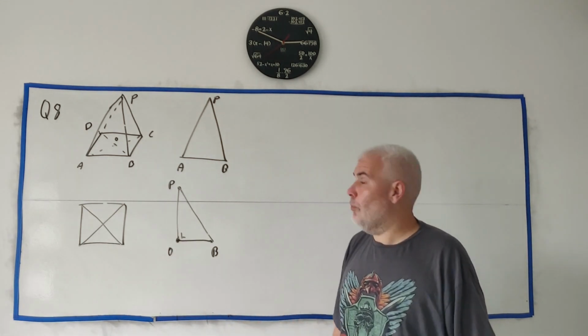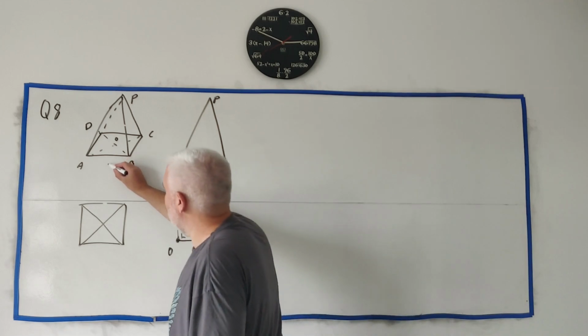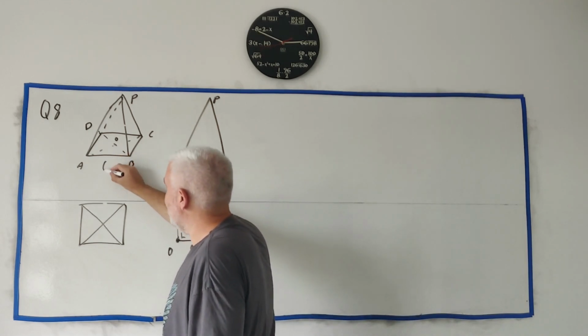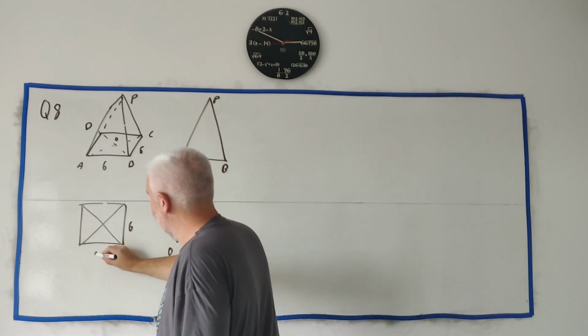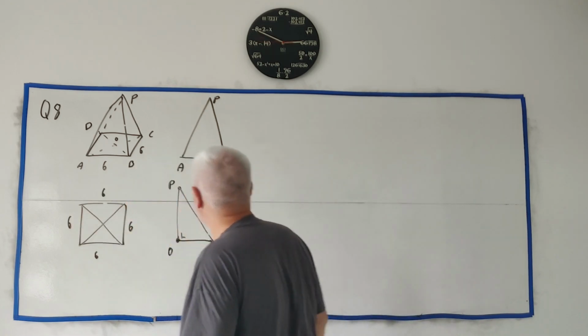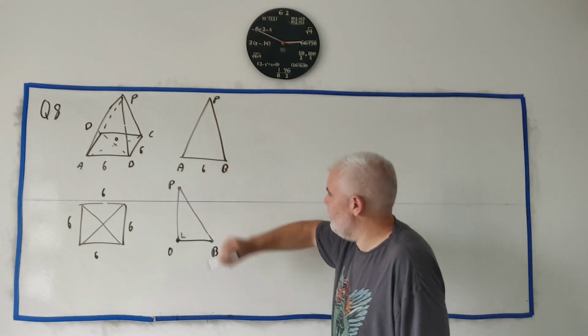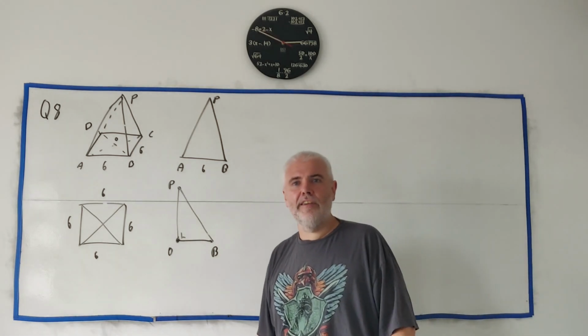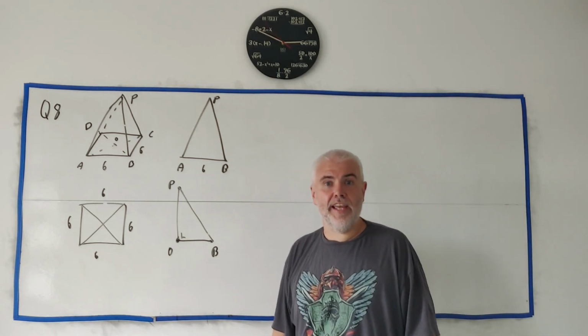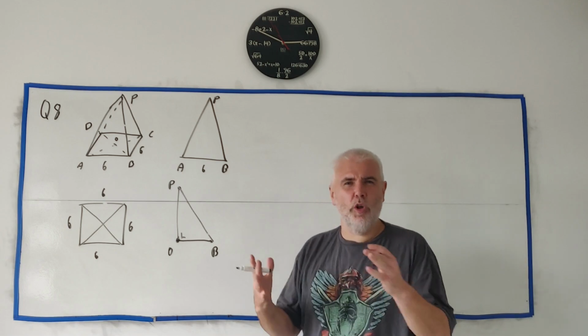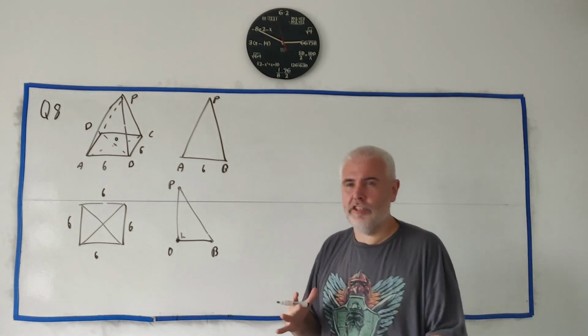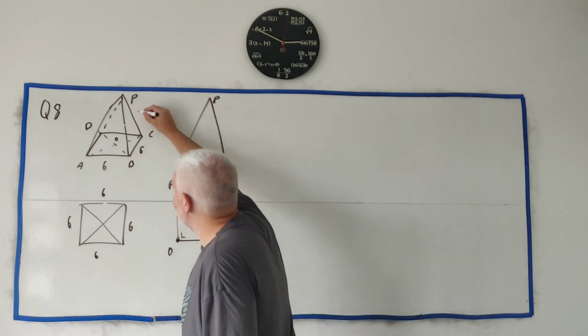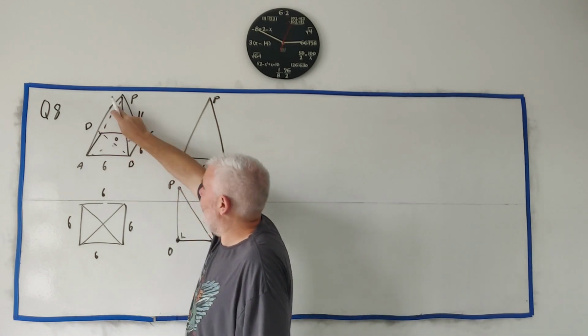Okay, let's throw in some of the numbers they give us. They tell us the base of this square is 6. So that's 6, 6, this is 6, 6. All of these are 6. This one here is even 6. They tell us the length of the sides, AP and BP. They tell us all the triangles are congruent. That just means they're all the same. That means this is 11, this is 11, that one's 11, the back one's 11.